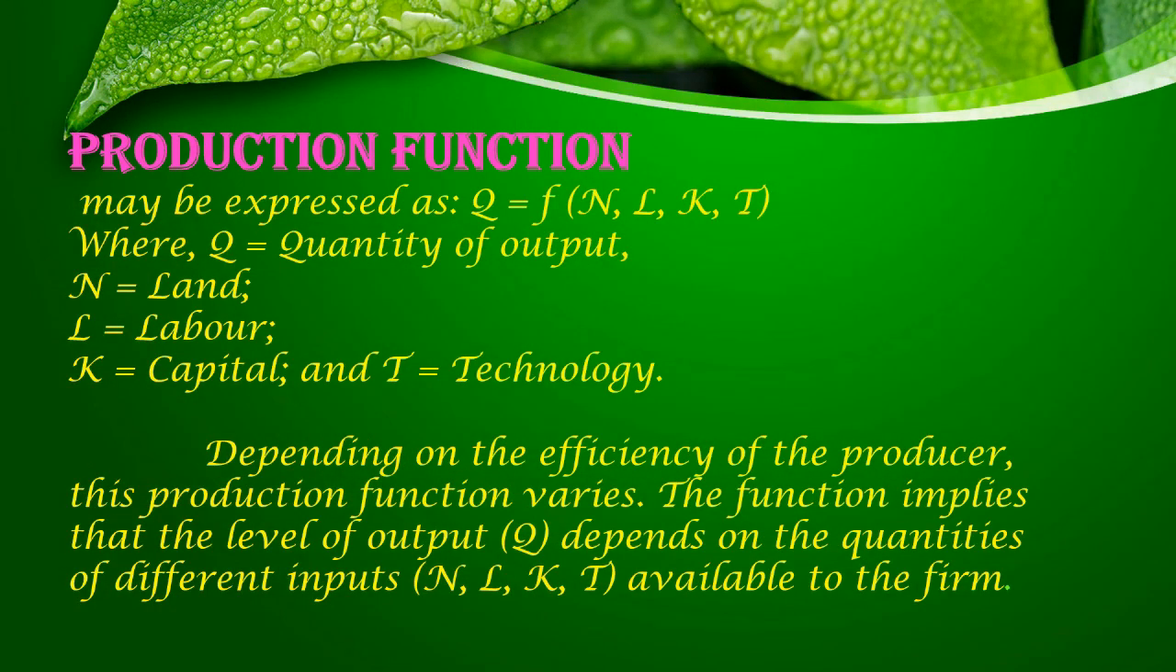Now the production function can be expressed with some mathematical terms, such as the basic relationship between the input and output. It may be expressed as Q is equal to F of N, L, K, T. Q is equal to quantity of output, N is equal to land, L is equal to labor, K is equal to capital, and T is equal to technology. So depending on the efficiency of the producer, this production function varies.